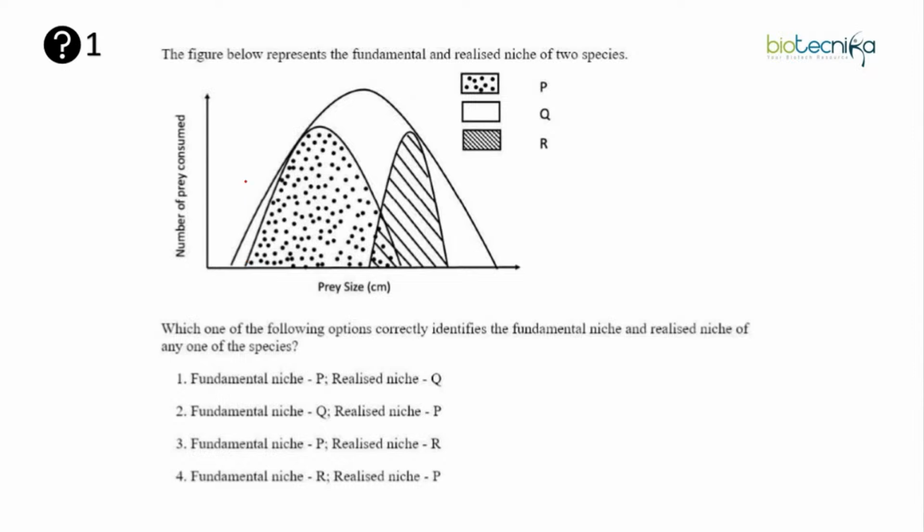So as you can see here, the figure below represents the fundamental and realized niche of two species. Which one of the following options correctly identifies a fundamental niche and realized niche of any one of the species? So this is a question from your fundamental niche and realized niche. What is your fundamental niche and what is your realized niche? Think about that, and think about how your fundamental niche will look graphically and how your realized niche will look.